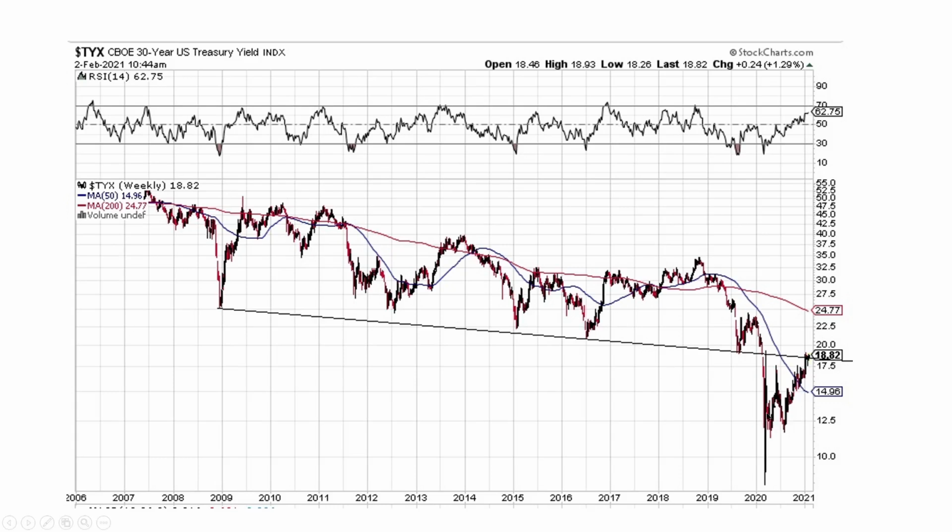Now, this is a 30-year yield. We're seeing it kind of bottom here in 2020, 2021. I'm calling it a double bottom. And then I think we're going to continue to go on up from here on out as long as the housing starts continue to increase, which is inflationary.